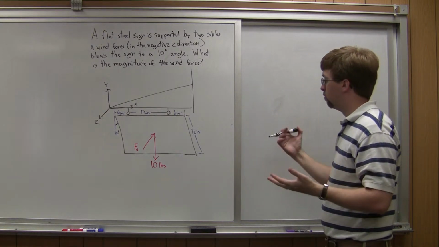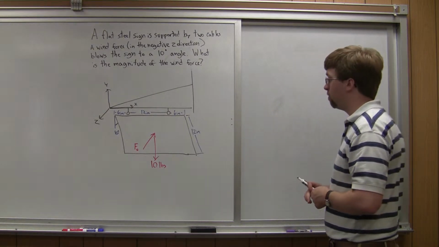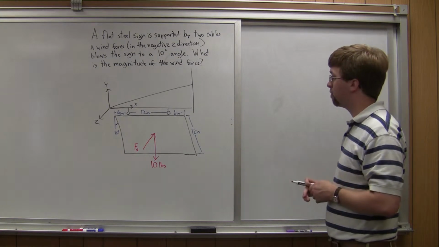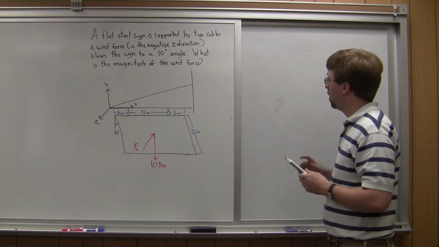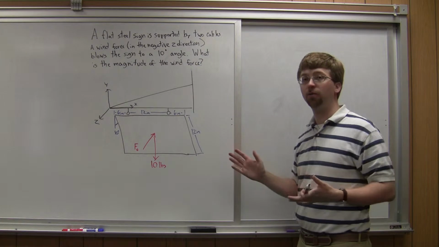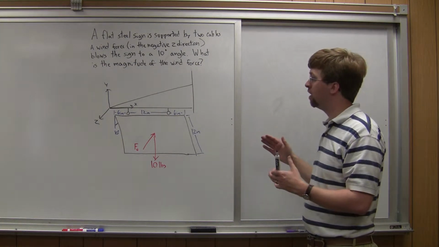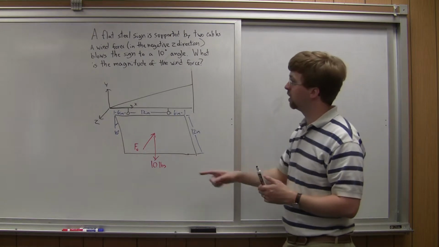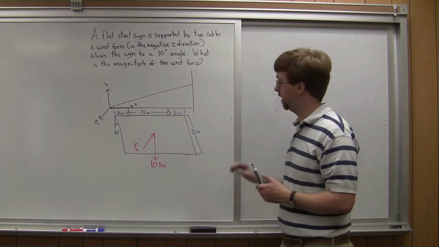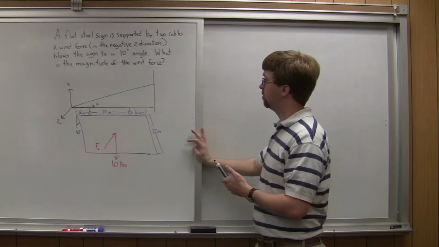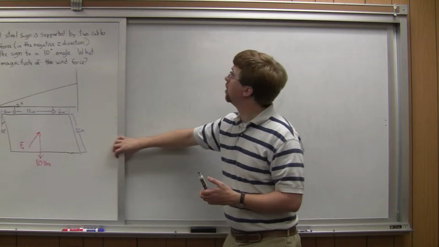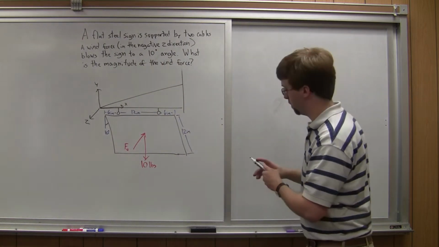So, we have an equilibrium problem. Even in 3D, we're going to start by drawing the free body diagram. In this case, I'm going to draw two free body diagrams, one in the XY plane, and then one actually from the side, looking in the YZ plane. So you'll see what this means in a second here. Actually, let me keep this here for now.